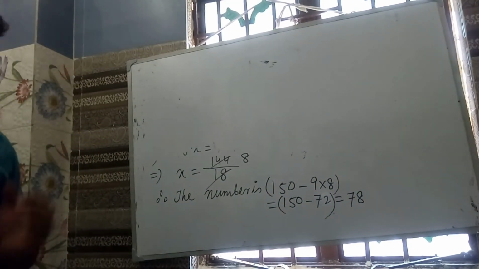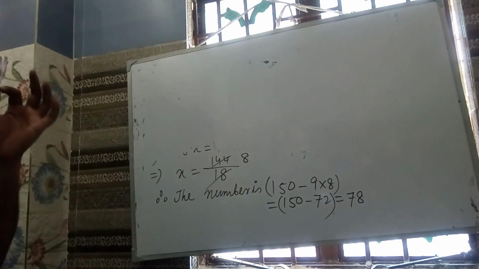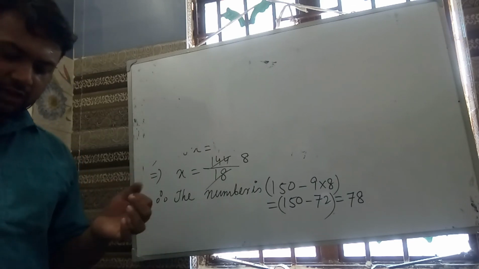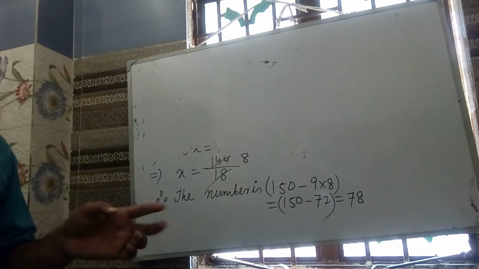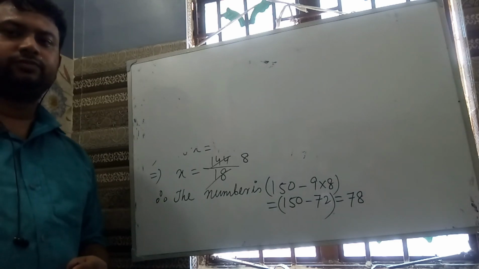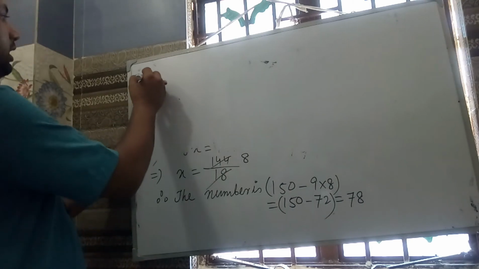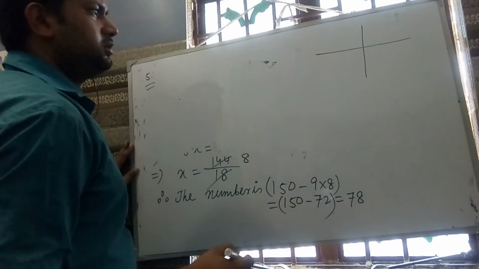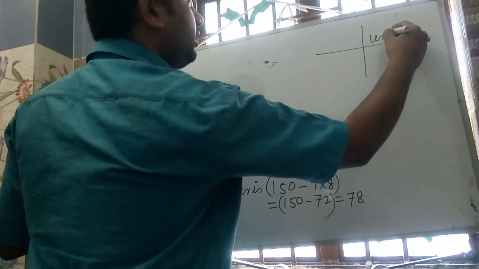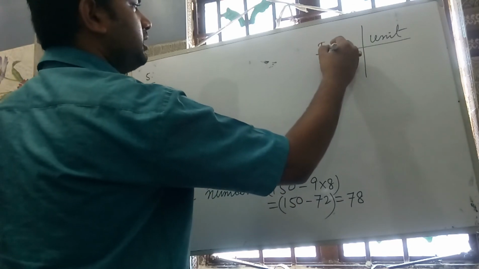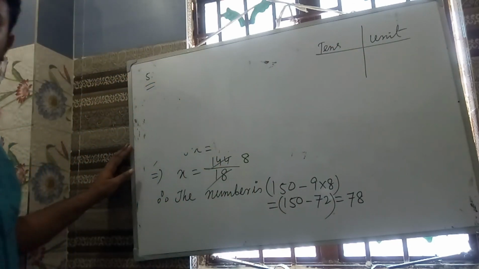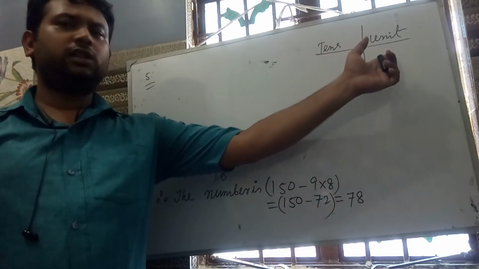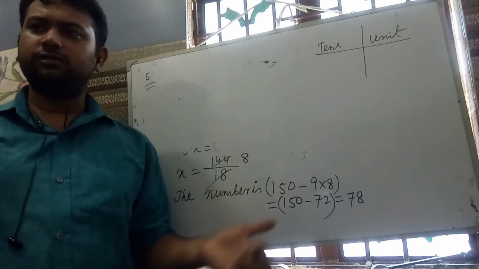Everyone read question number 5 carefully. The difference between a 2-digit number and the number obtained by interchanging the digits is 63. Let me explain the sum first. In a 2-digit number, we all know it will have a unit digit and a tens place digit. Look here, nothing is given. Neither the tens place digit, nor the unit digit, nor their sum is given.